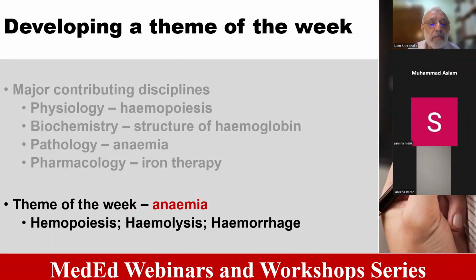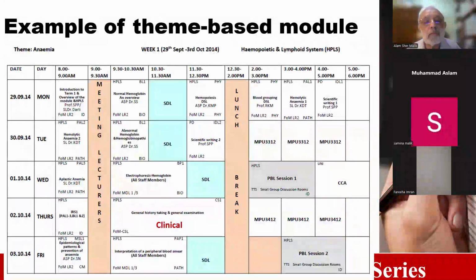So the theme of the week can be anemia, and we can cover hemopoiesis, hemolysis, or hemorrhage, all the 3 aspects of anemia. When I say the theme of the week, it's not necessarily limited to just 1 week. Depending upon the content to be covered, it can be more than 1 week following the same theme. Now, if we have this theme of anemia, how would our timetable look like?